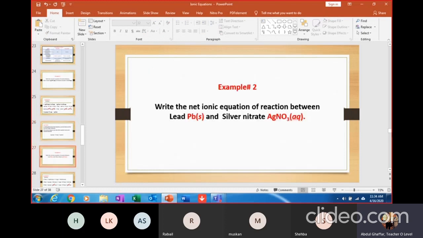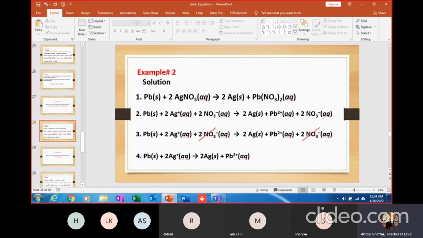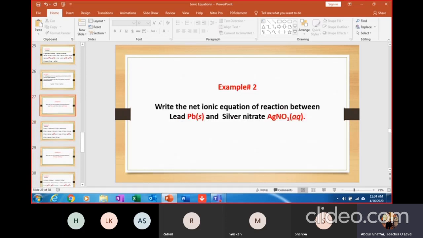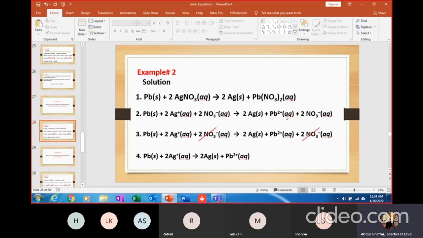So now example number 2: write the net ionic equation of the reaction between lead, which is in solid state, and silver nitrate, right? So this is the equation. First of all, these are the reactants, and then we have to write the balanced chemical equation. If we write an unbalanced chemical equation, we will not get the correct net ionic equation. So this is the complete balanced equation.